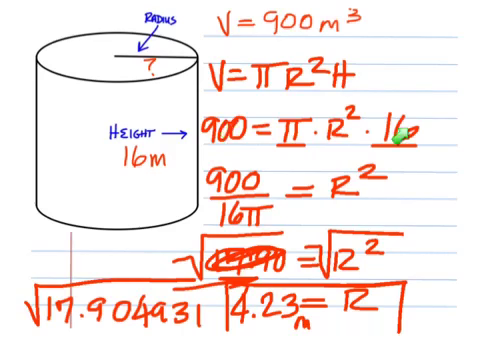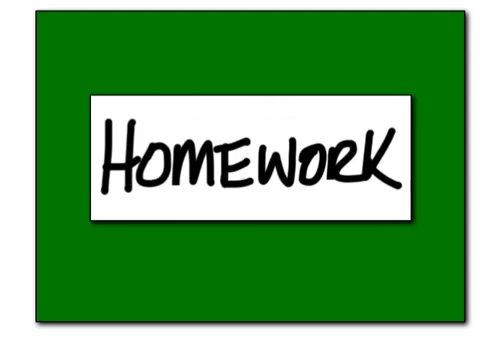Again, as a review, you're plugging in what you know. You're dividing this side by the pi and the 16, leaving the r squared by itself. 900 divided by 16 pi is 17.904931, and there should be another 1 there. And when you do that, you get your final answer of 4.23, rounded to the hundredths place.